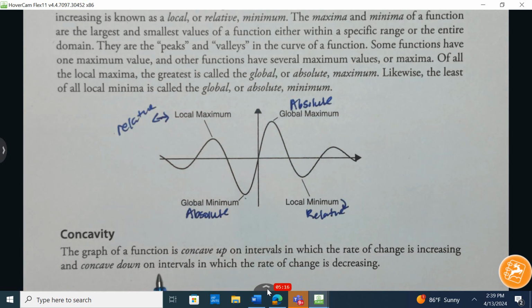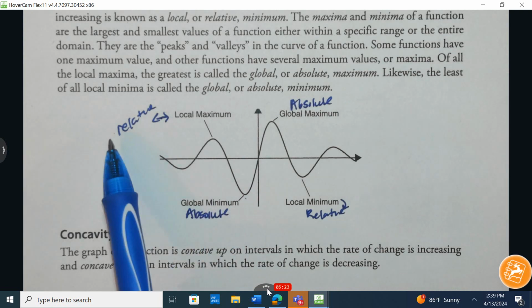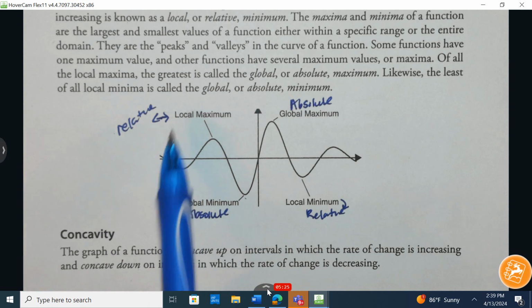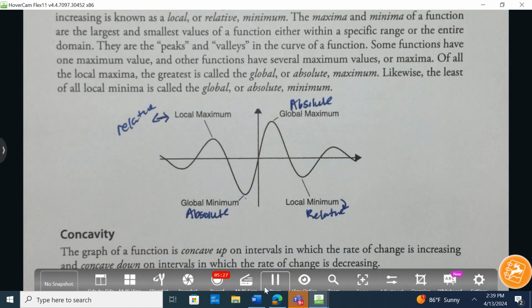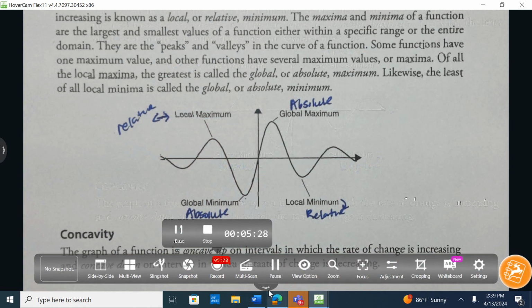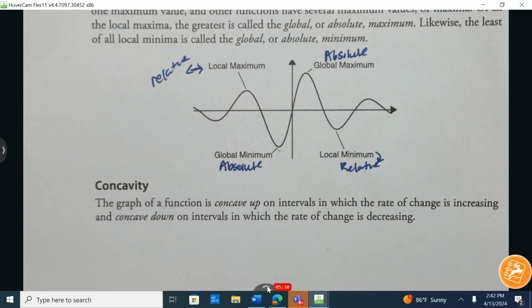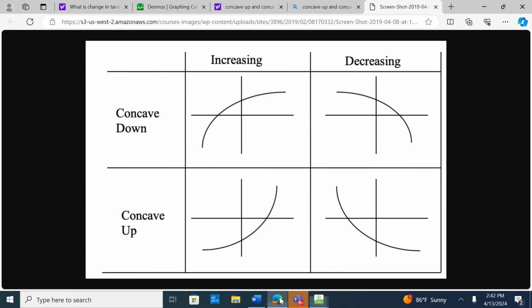You can only have one absolute or global maximum. You can only have one absolute global minimum. You can have unlimited number of local maximums and minimums. When you jump into calculus, you're going to learn more about concavity as it relates to derivatives. At this point, I think this is a great picture to show us.